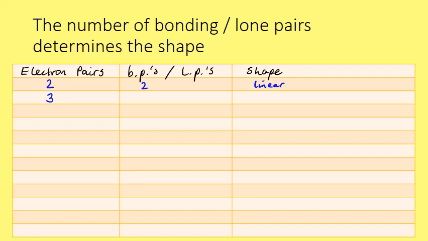If we have 3 electron pairs, if we've used the previous process to work out those 3 electron pairs, and let's say in this case all 3 of them are bonding pairs, then the shape is a trigonal planar shape.